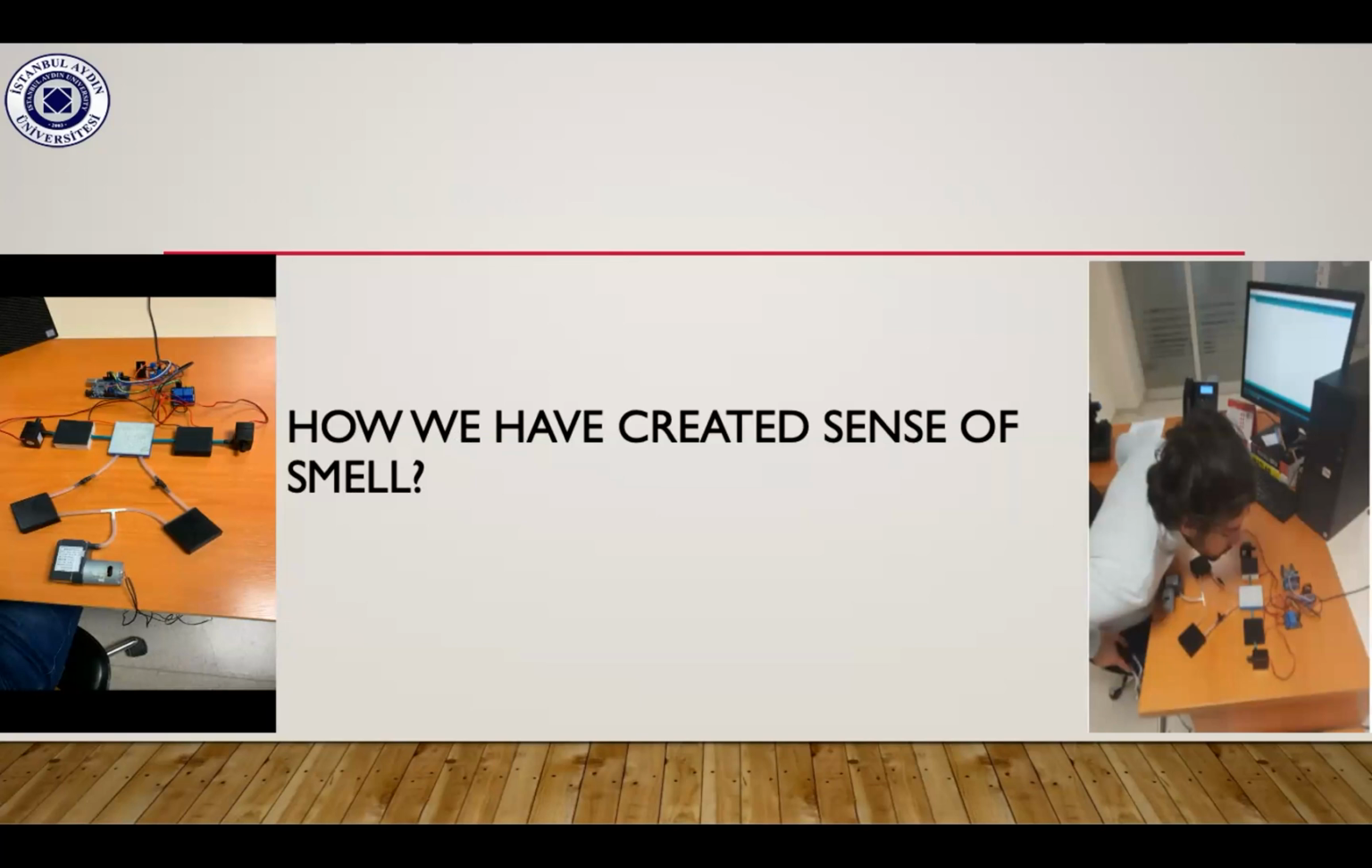Now, how we have created the sense of smell. So I have connected these two boxes, as you see. I connect these two boxes with one pump, and I also use pipes to make a relation between the boxes and the screen. Here is the relation between these boxes and the screen. The perfume comes out from this screen. Yes, and I can smell it like this.